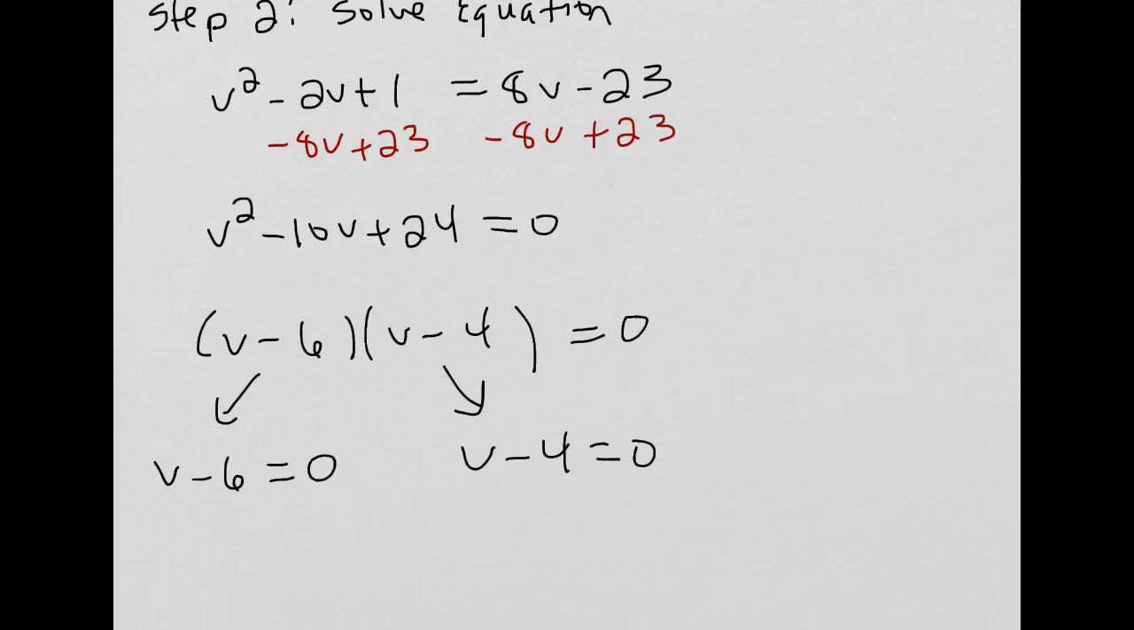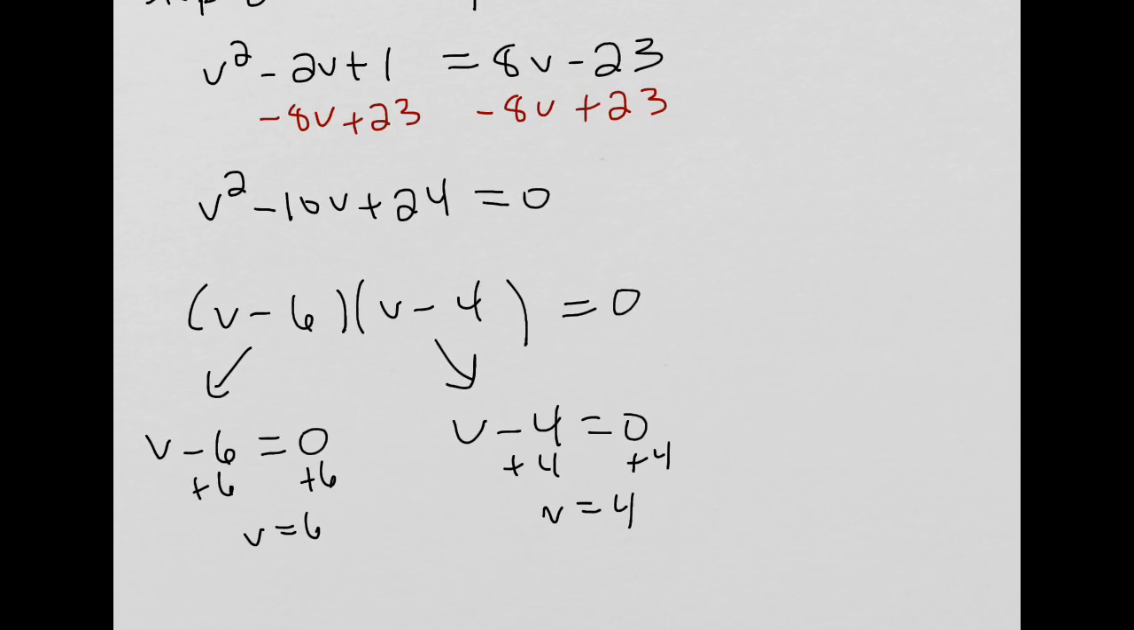So I just want to solve that little mini equation that's left. If I add 6 to both sides, I get v equals 6 as one possibility. V equals 4 as another possibility. And now I'm not boxing those in because I don't know yet if those are good solutions or not. So with radical equations, I do need to go back and check to make sure that my solutions actually work in the original.